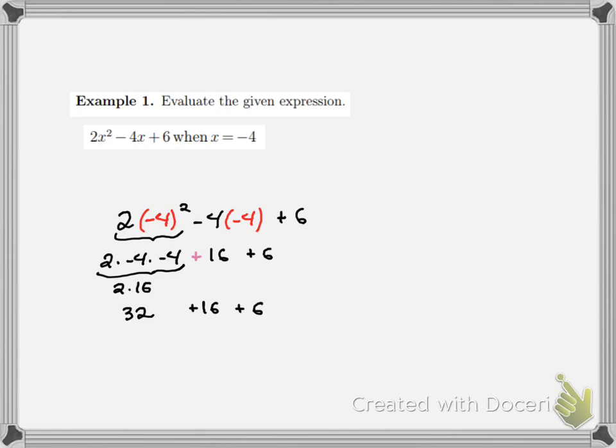So let's add this together. 32 plus 16 is 48, and 48 plus 6 is 54. So the solution to this polynomial is that if x is equal to -4, then this entire expression here would be equal to 54. Let's try another example.